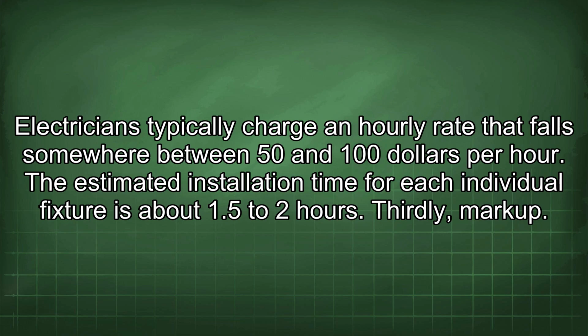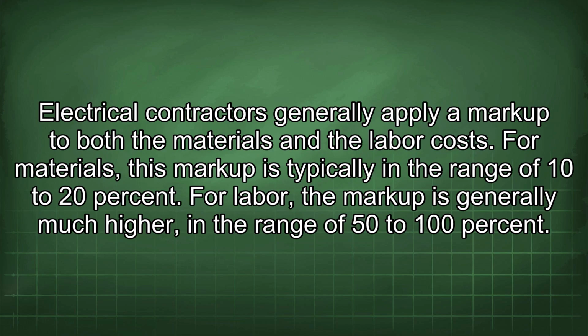Thirdly, markup. Electrical contractors generally apply a markup to both the materials and the labor costs. For materials, this markup is typically in the range of 10 to 20%. For labor, the markup is generally much higher, in the range of 50 to 100%.